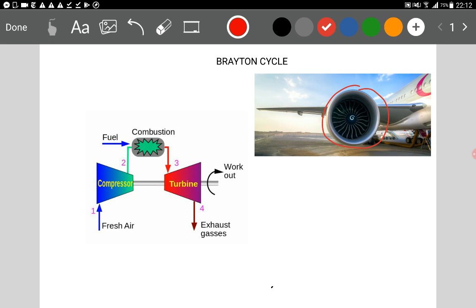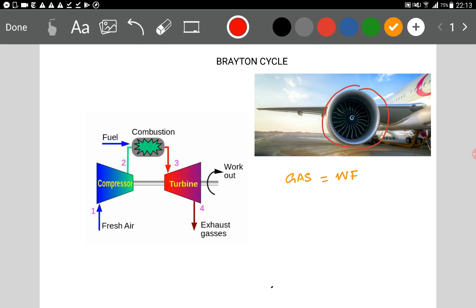What is a Brayton cycle? Brayton cycle is the principal gas turbine cycle. Why is it called a gas turbine cycle? It is because it uses gas as a working fluid. As you remember, the Rankine cycle is based on liquids. Also the refrigeration cycles are based on liquids. So in the Brayton cycle you are using gas as a working fluid in order to generate the work.